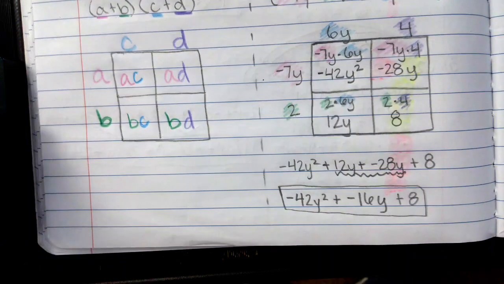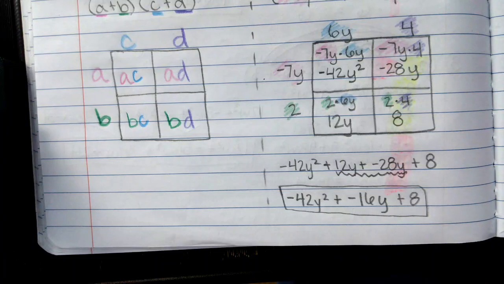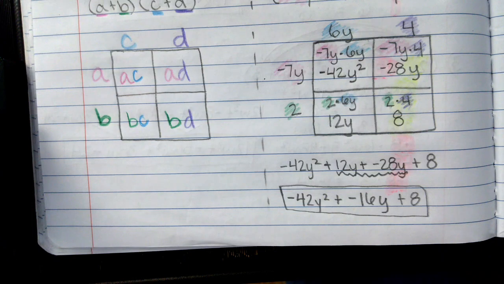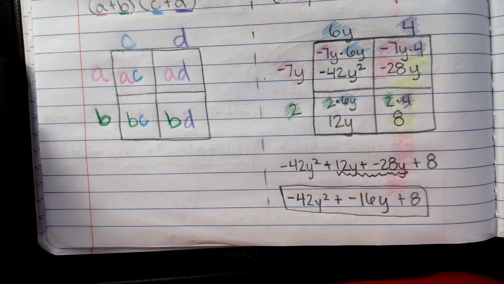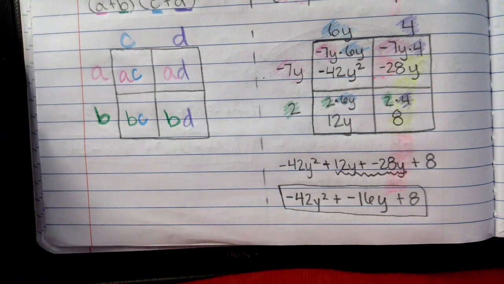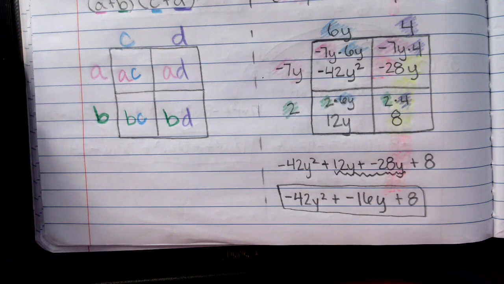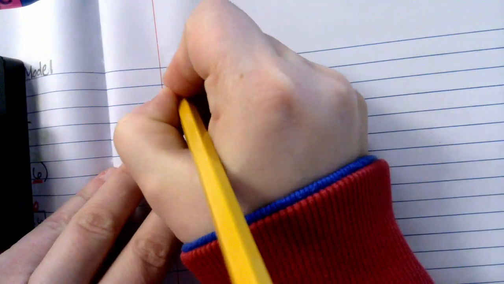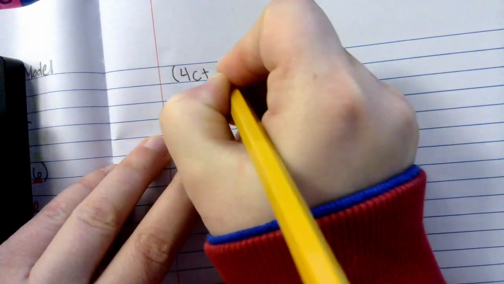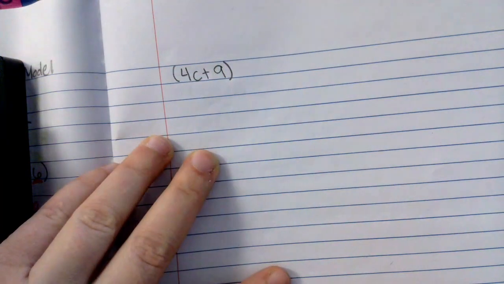Alright, this one, last one for today. We have 4c plus 9 times 7c squared minus 3c plus 2.